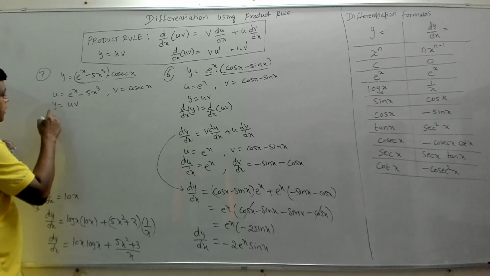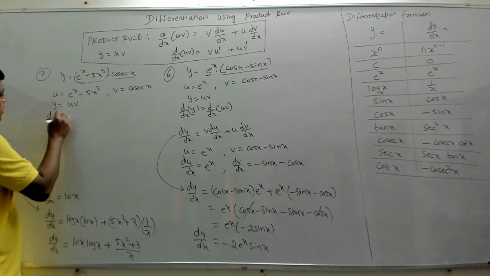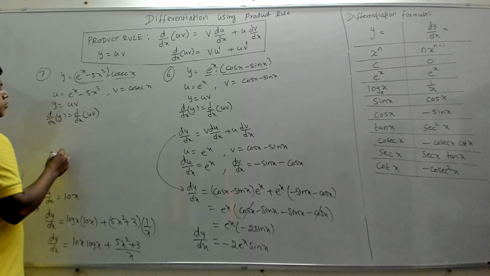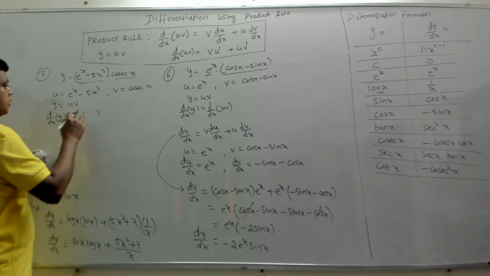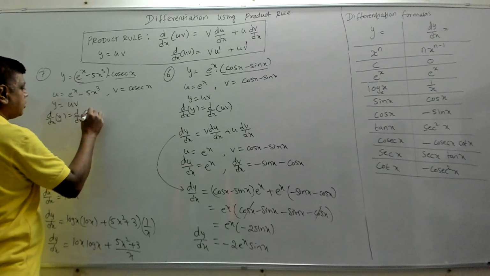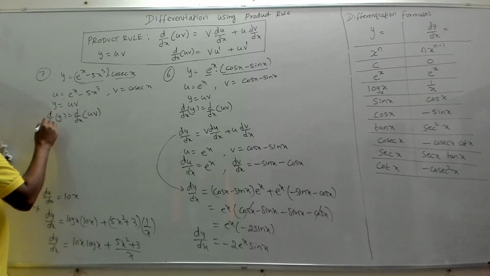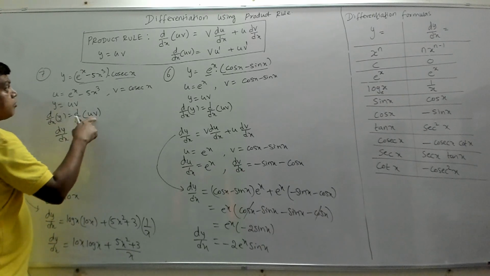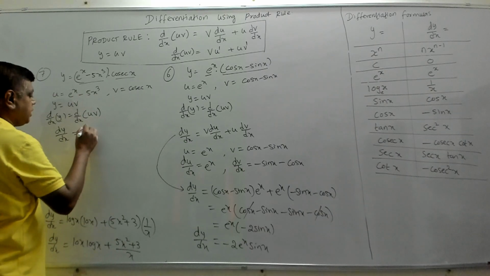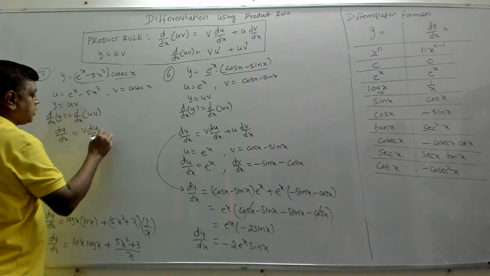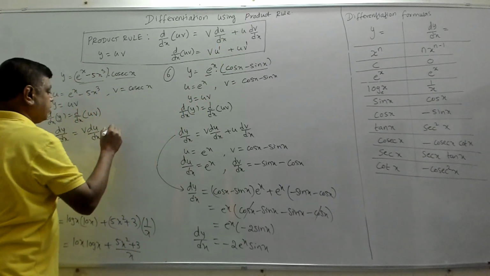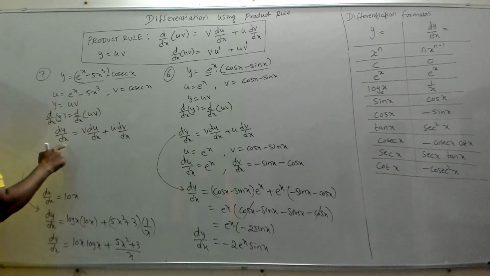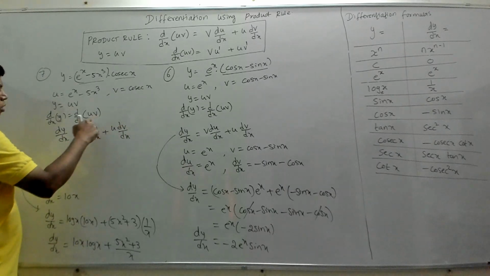The derivative of y is d by dx of y equal to d by dx of uv. Now what is this? So again, d by dx of y means dy by dx. That is equal to, now d by dx of uv is, we have to apply the product rule, which is v du by dx plus u dv by dx. This is the product rule. So now we need to substitute all these in this formula.